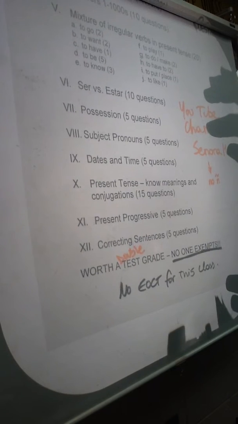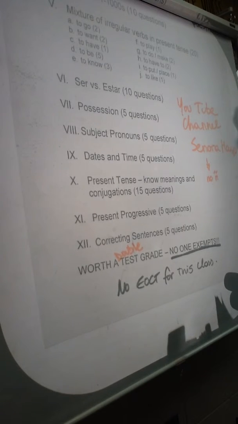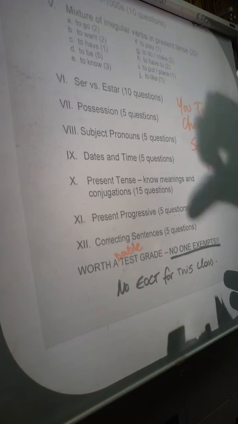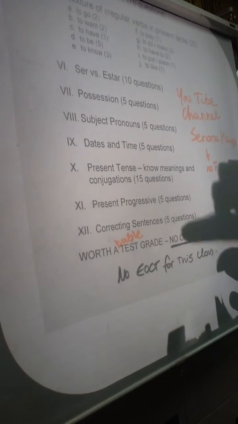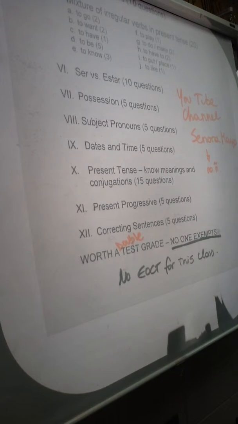In Spanish, too, we'll switch to preterite or past tense, which is it's already happened in the past. And then present progressive, that's part of present tense. It's that in the present tense, and then the progressive part is the ing. And then correcting sentences, you kind of have to put everything together in order to make sure that you have the sentence correct, that all the parts agree.